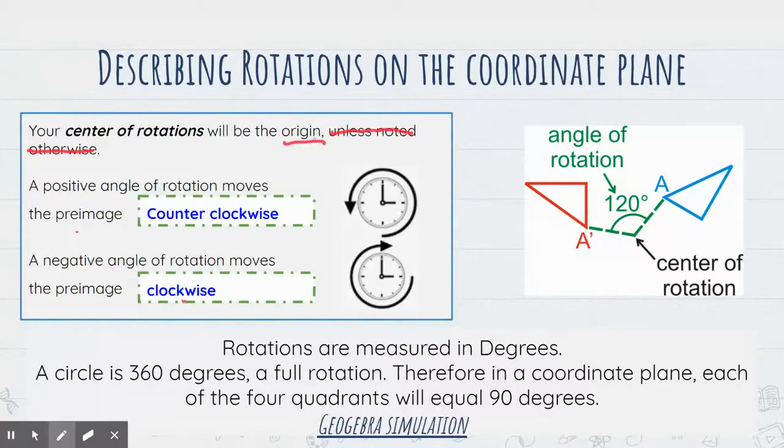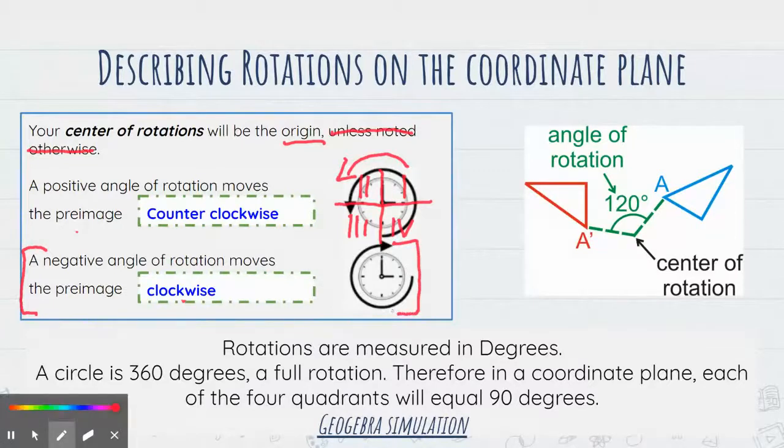A positive angle of rotation moves the pre-image counterclockwise. I know there was confusion about that. We always move to the left. The reason for that, if this is my coordinate plane, this is quadrant 1, 2, 3, 4. If you know your quadrants, you always move counting 1, 2, 3, 4. That's why it's counterclockwise. If you were to make that negative, it would move clockwise, but we are going to parenthesize that because we are not going to worry about seeing a negative angle of rotation on your test.